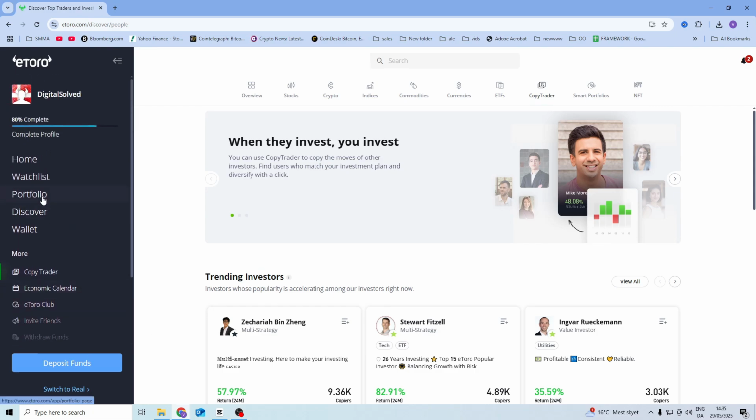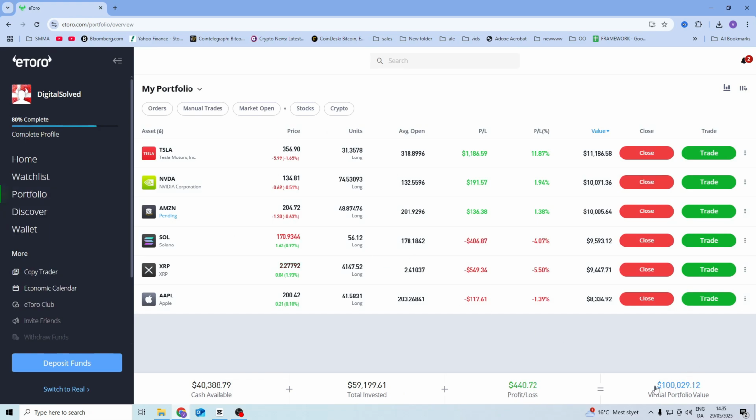Now if I head over to my portfolio, you will see that I have $100,000 of virtual value. So you'll get 100k of fake money that you can use. So you can use this as a normal account. Just keep in mind, of course, the money is fake and you cannot withdraw anything.